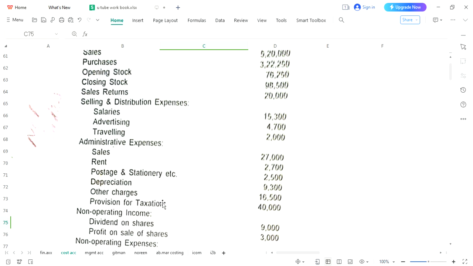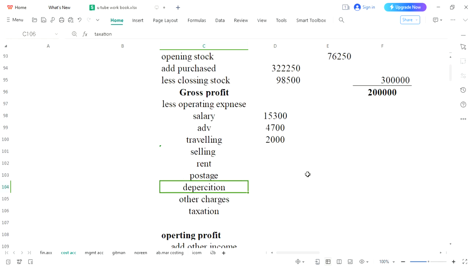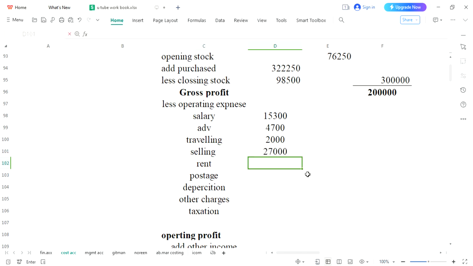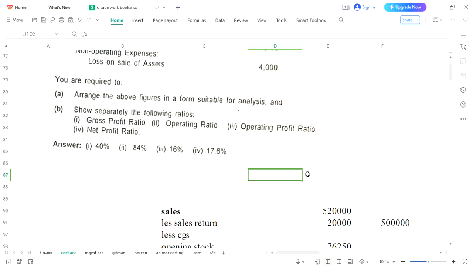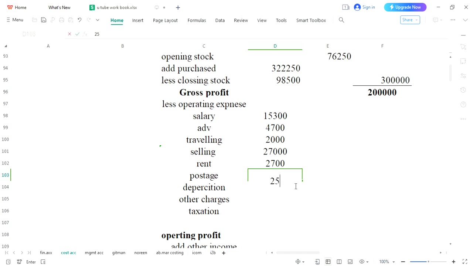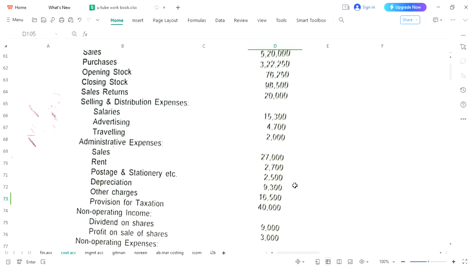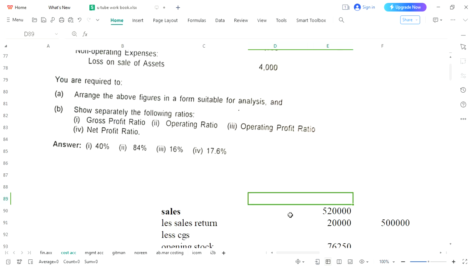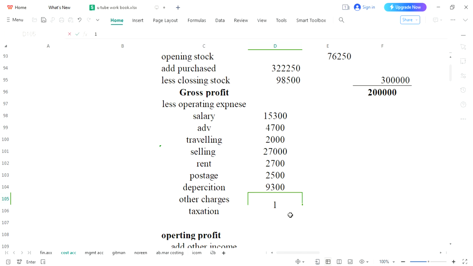Now it's time to write down their values. 27, 27, 25. I'm hopeful that I will remember it. 27, 27, 25 and 93. And now other charges 16,540. 16,500 and 40,000.